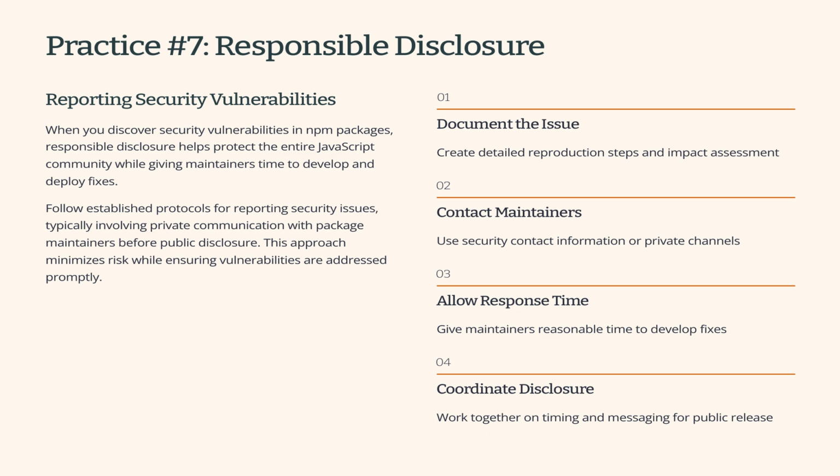The process begins by thoroughly documenting the issue, including detailed reproduction steps and an impact assessment. Next, reach out to the package maintainers through their security contact information or other private channels. It's crucial to give them ample time to create fixes before any public announcements. By coordinating the timing and messaging for public disclosure, you contribute to a safer ecosystem for everyone. In our next section, we'll explore the best practices for managing the disclosure timeline effectively.